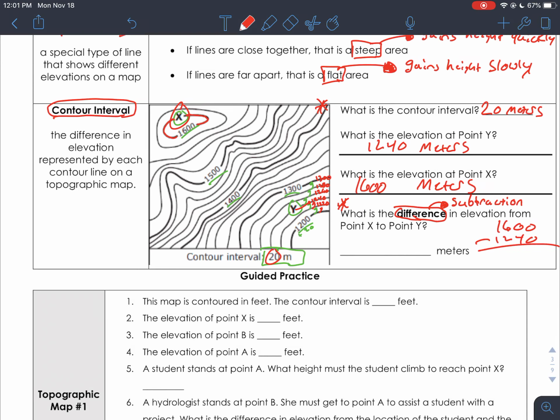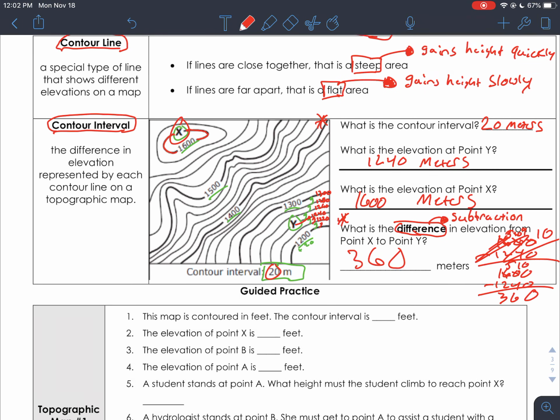1,600 minus 1,240, that gives me, if I do my subtraction, look at this, I'm going to do subtraction just like you guys. 5, carry the 1, 9, 10. Oh, wait, I didn't even need to do that. Mr. Munz can't do subtraction. 1,600 minus 1,240, 0, borrow 10, 6, 3. 1 minus 1 is 0. That tells me my difference in elevation is 360 meters. That's as tough as it's going to get today. You're going to have to read story problems, figure out the elevation.